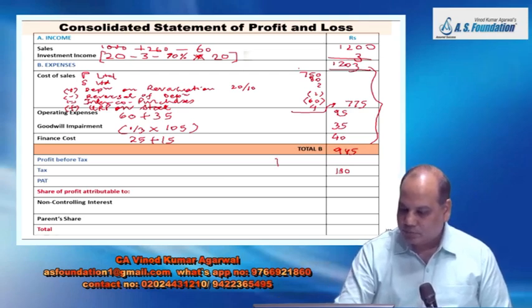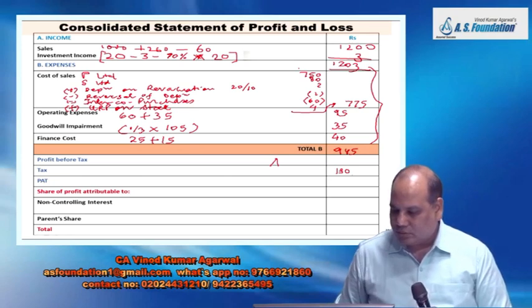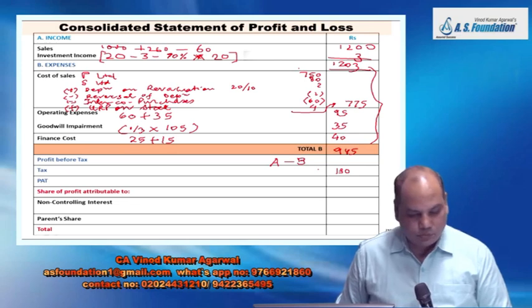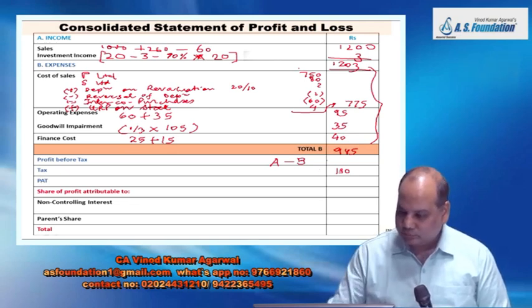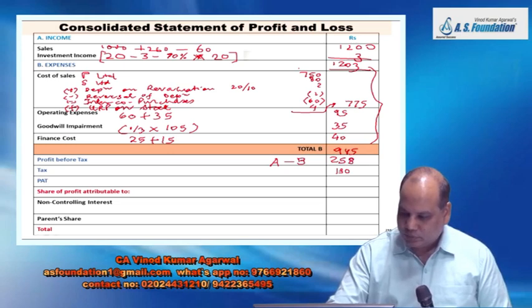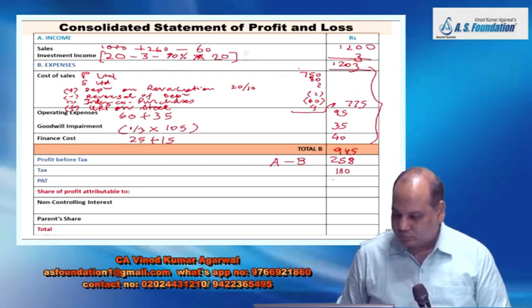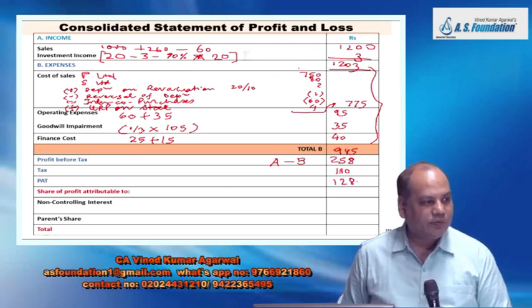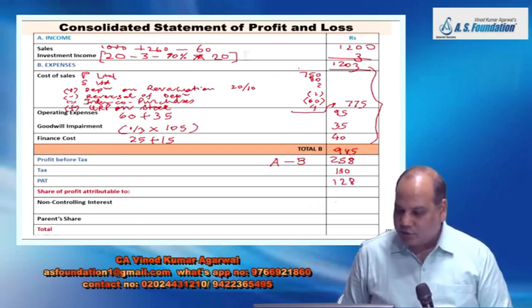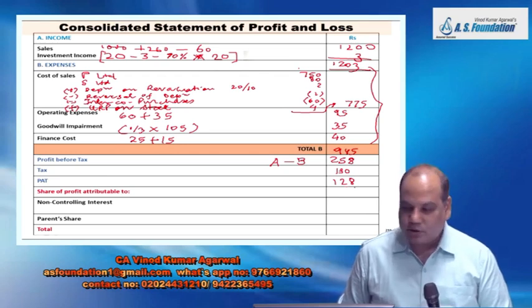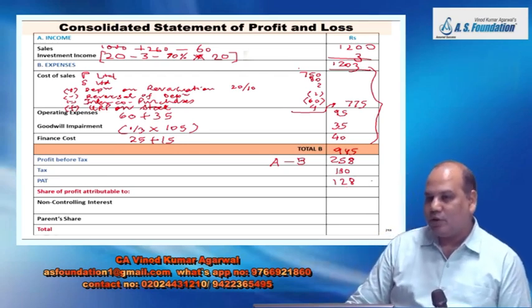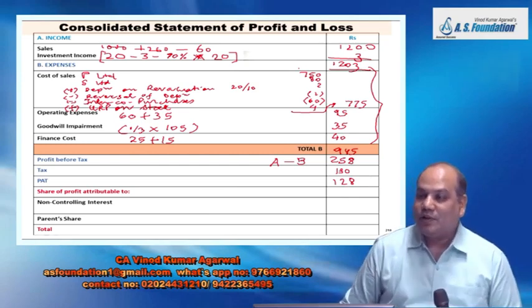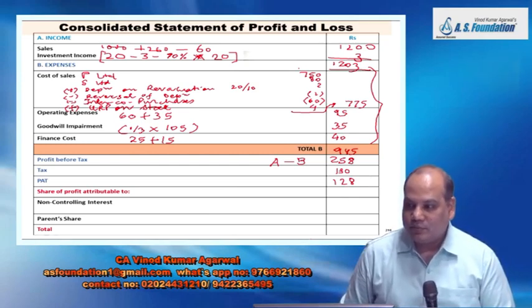A minus B. How much? 258. PAT is how much? 128. Now this is current year profit and loss. So NCI share will not be 128 into 30%. Wait, again. It is the total profit of the group. NCI will get share only in subsidiaries profit. Right?